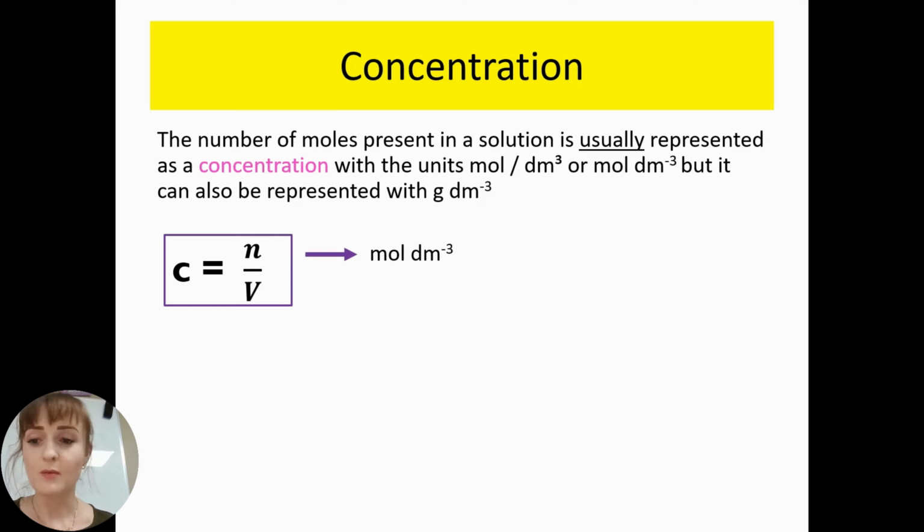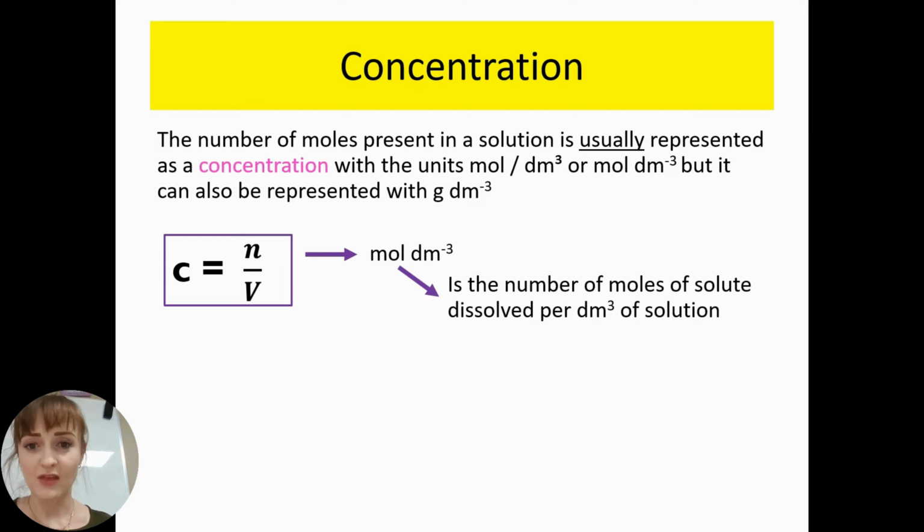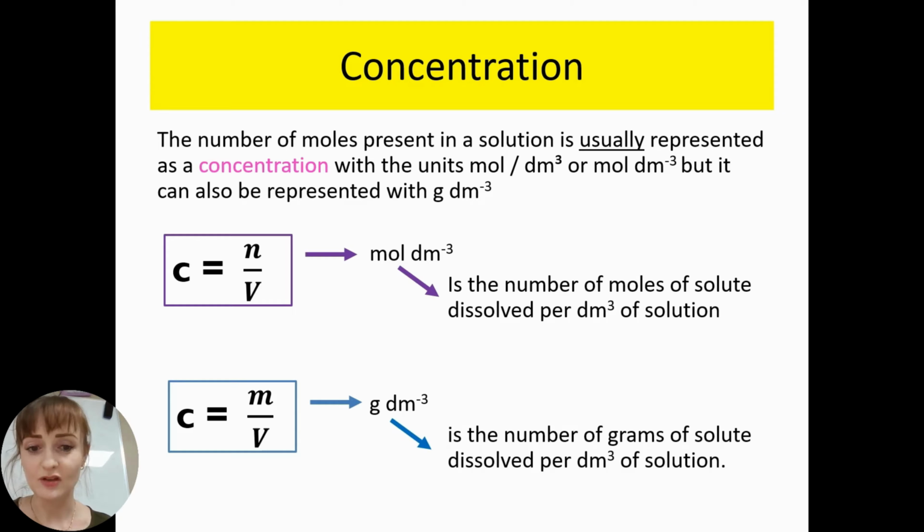So the same way that we would calculate concentration by dividing n by v, and that gives us the units moles per decimeters cubed, we can do the same thing to determine mass per decimeters cubed, where I swap in the mass for the number of moles, and so my units are grams per decimeters cubed.